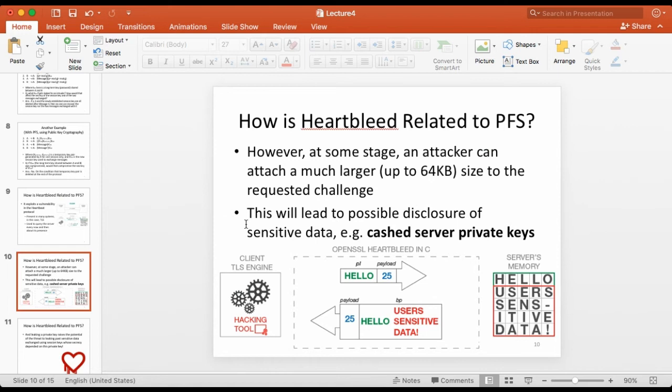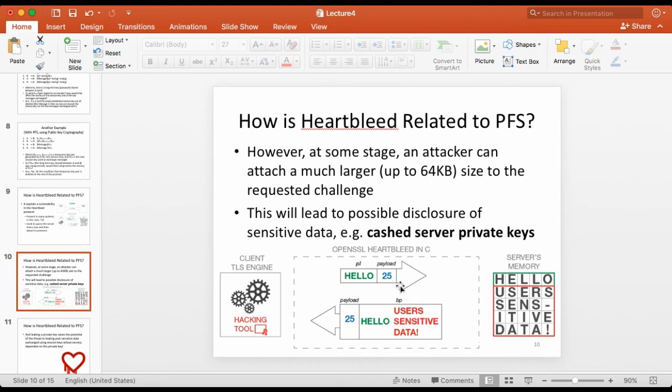However, this has a nasty bug associated with it, because in 2014 the world understood that you can do something really nasty here, which is lie about the size of your pinging message. So instead of saying the actual size, in this case 5 digits, you can lie about that, and you can specify any other number you want the server to reply with.